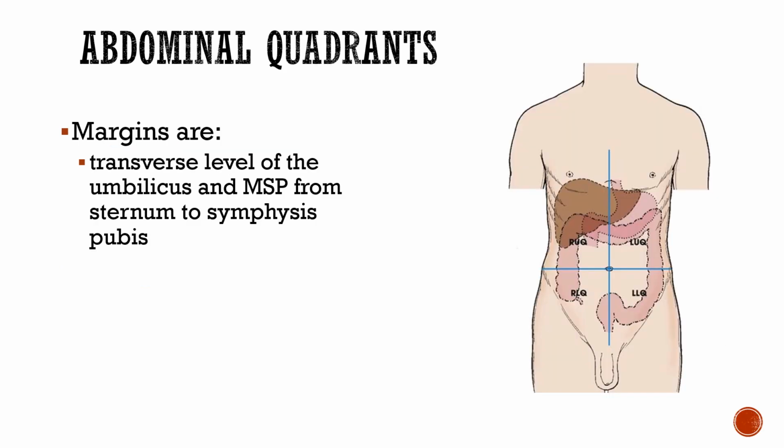Abdominal quadrants, we've got the right upper quadrant, the left upper quadrant, the right lower, and the left lower, and they're going to the transverse level of the umbilicus and the mid-sagittal plane from the sternum to the pubic symphysis. That is what we're dealing with for the abdominal quadrants, as we talked about earlier.